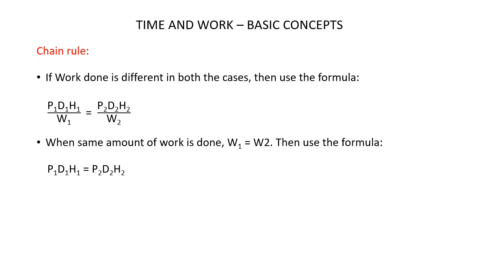Now, while solving problems on chain rule, if work done is different in both the cases, then use the formula P1 D1 H1 divided by W1 is equal to P2 D2 H2 divided by W2. If the same amount of work is done, then W1 is equal to W2. Then use the formula P1 D1 H1 is equal to P2 D2 H2.